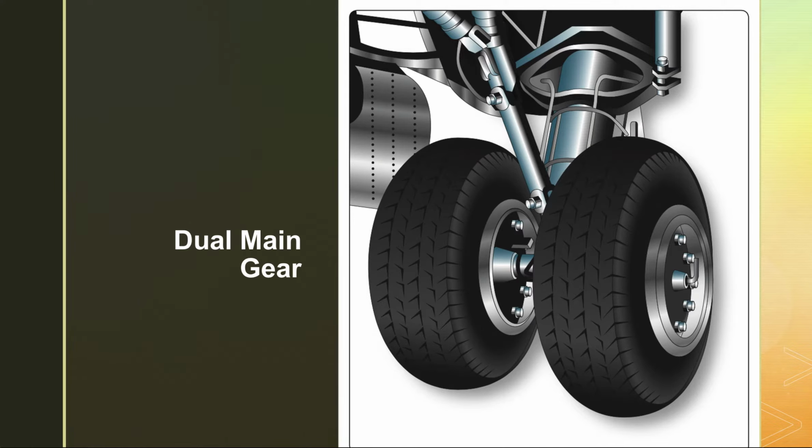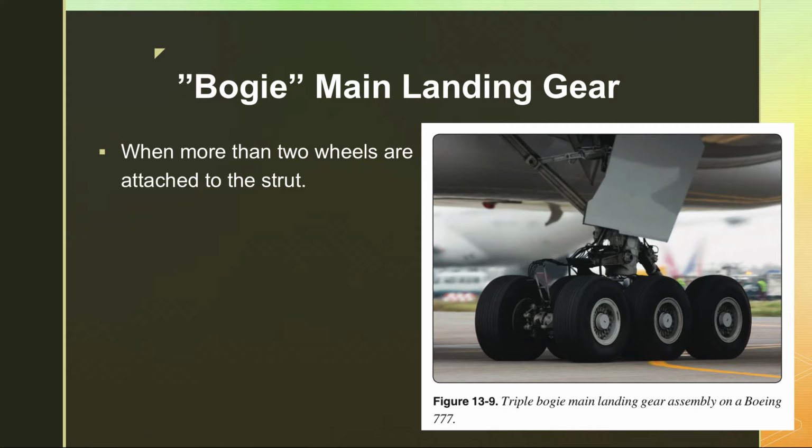And then what if you want to put more than two wheels? They call them bogie landing gears. Here's an example of a triple bogie main landing gear on a Boeing 777. So when more than two wheels are attached to the landing gear strut, they call them bogies: a double bogie if there are four wheels, or a triple bogie if there are six wheels, as in this example.